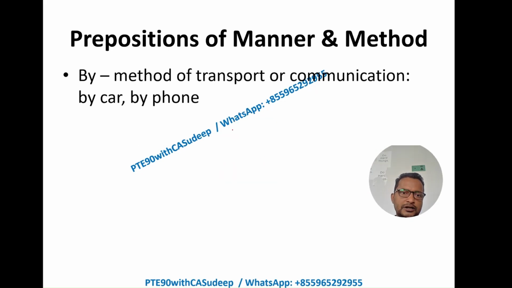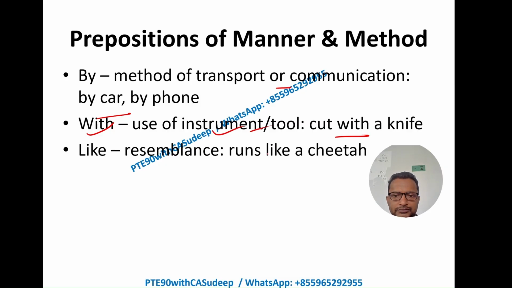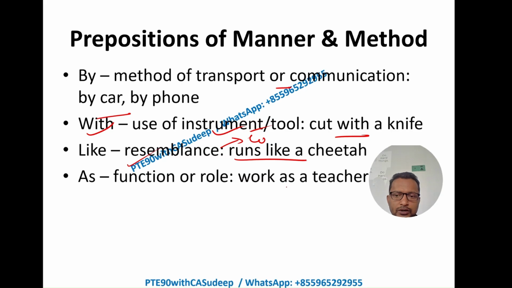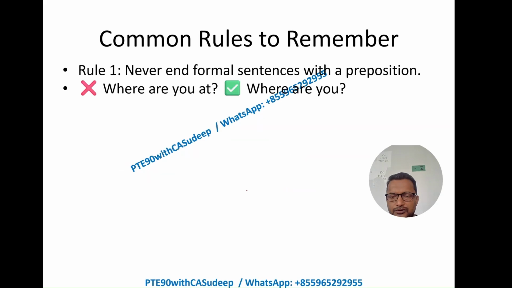Preposition of manner and method. By, method of transportation or communication, by car, by phone. I'm calling by phone, right? So I think this is easy. With, use of instrument or tools, cut with a knife, right? Like, runs like a cheetah, because of resemblance or you are comparing, in that context you put like. As, functions or role, work as a teacher, right? So these are the rules, guys.